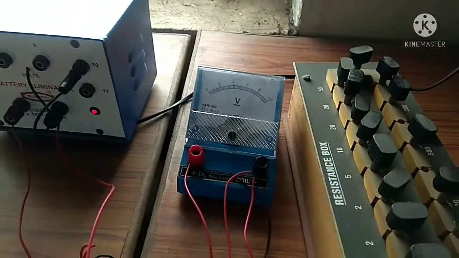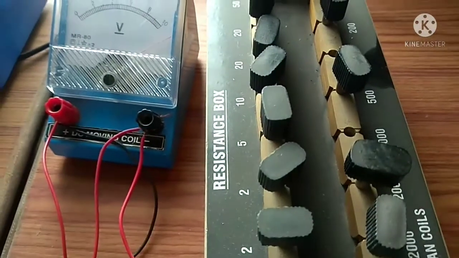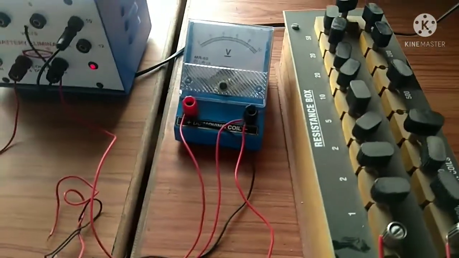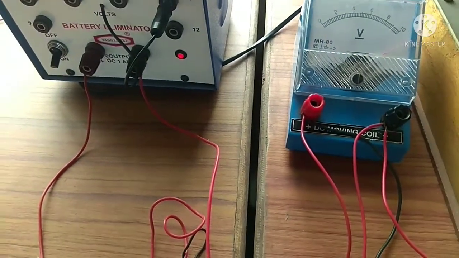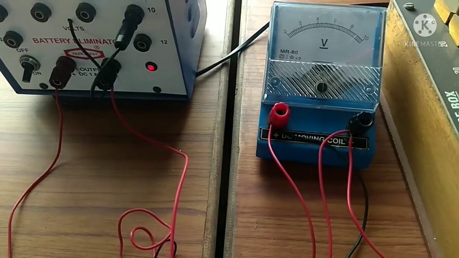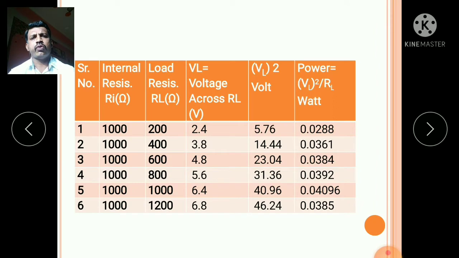So here we say that when the internal resistance, this resistance, is equal to the external resistance R, you will get the maximum power. In this way we can take the readings. Thank you. Now the observation table.